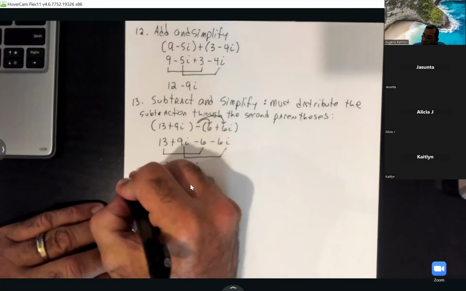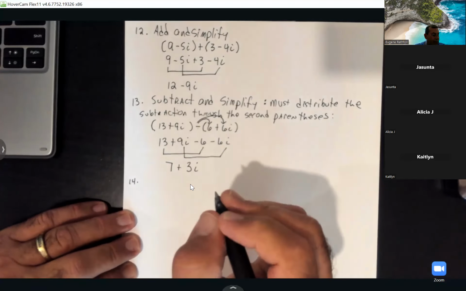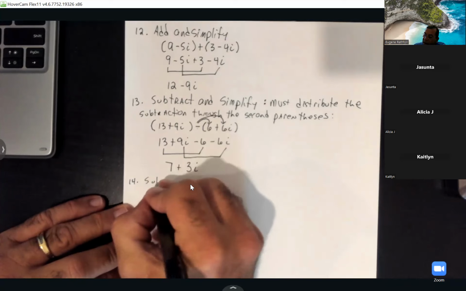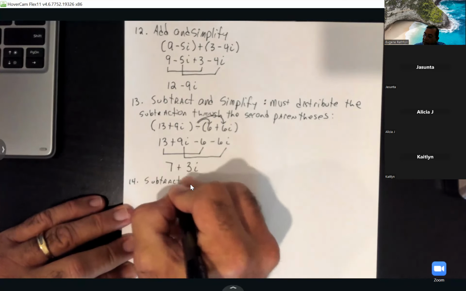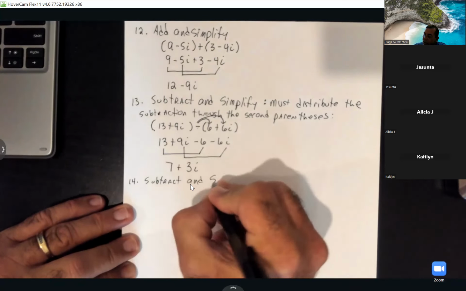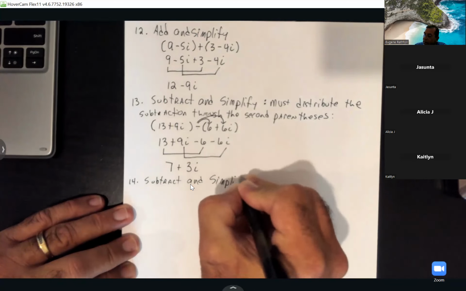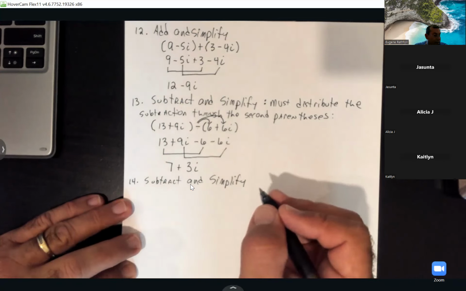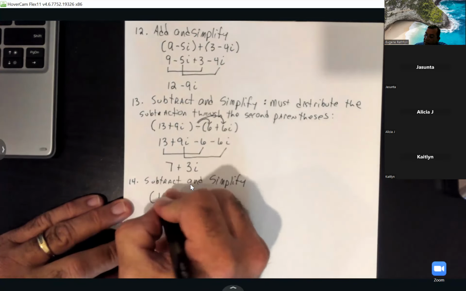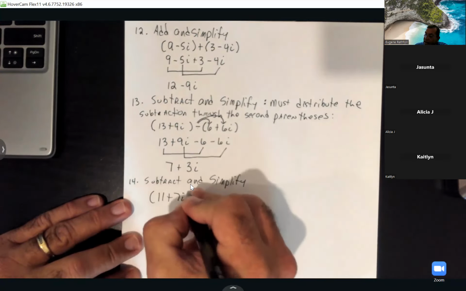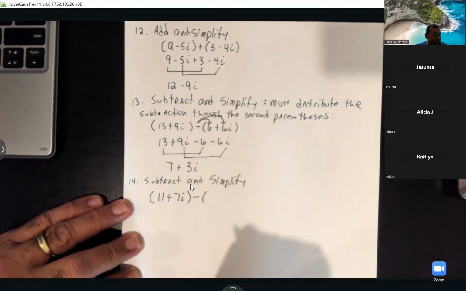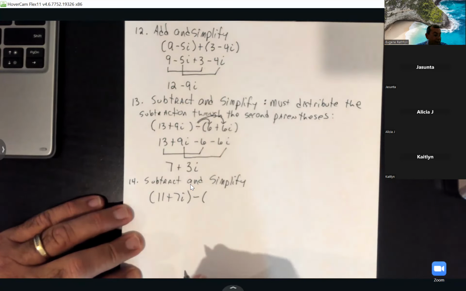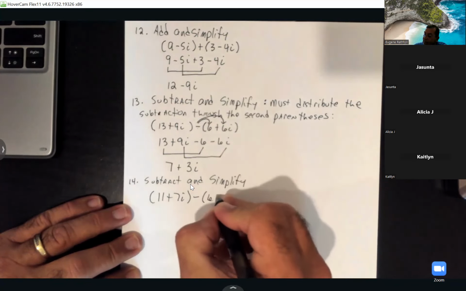All right, it had one more subtraction. So this one was a subtract and simplify again. So y'all, I got 11 plus 7i minus 6 plus 5i.